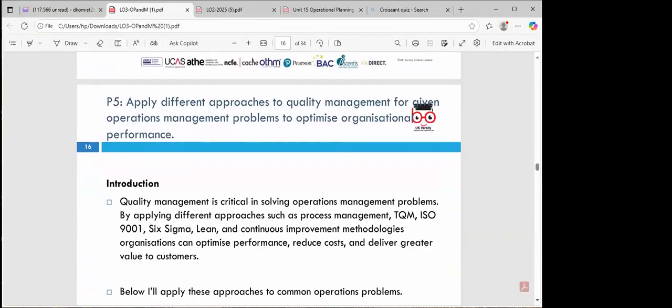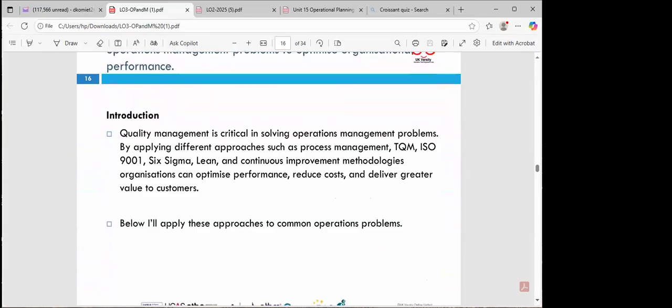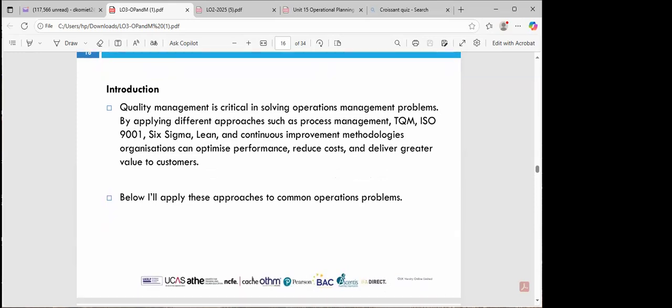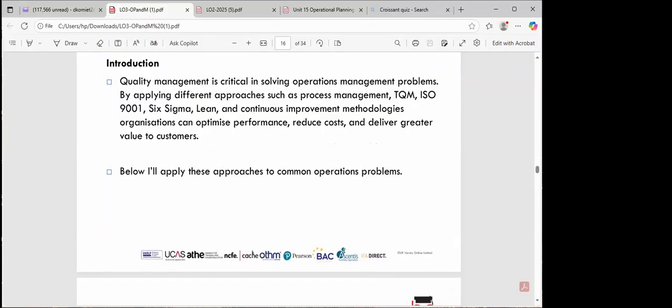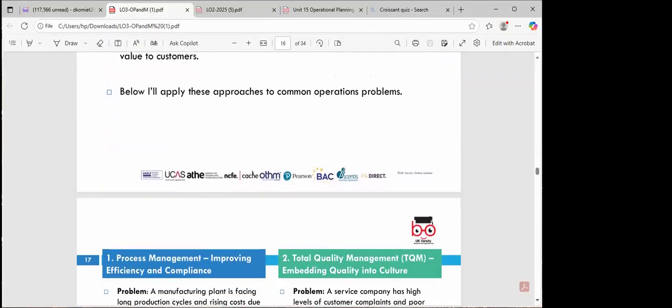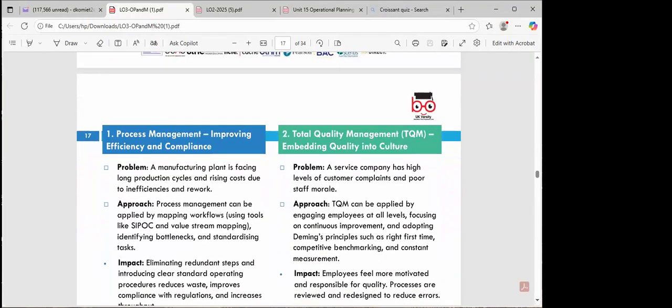So let's look at how to apply different approaches to quality management given operations management problems. Introduction: quality management is critical in solving operations problems by applying different approaches such as TQM, ISO, Six Sigma, Lean, and continuous improvement methodologies. These improve performance, reduce cost, and deliver quality. First, process management, improving efficiency.